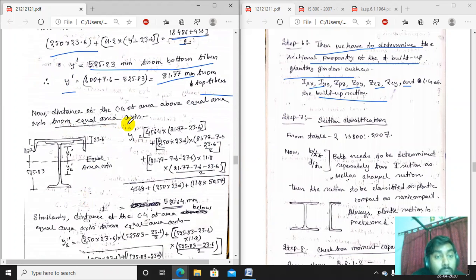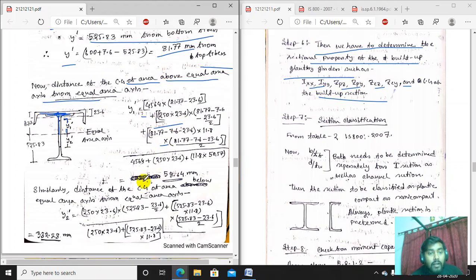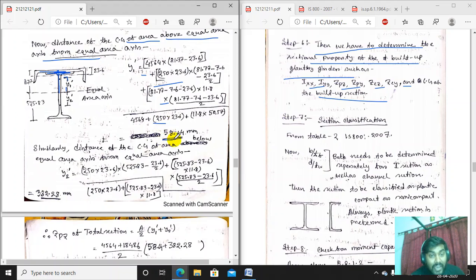Now the distance of the CG of the area above the equal area axis, we have to find out. Y1 dash we have to find out. So first finding out the y1 dash. I think you know how to find out the y1 dash. There is a CG distance for only that area. So finding out the CG distance of that area. Similarly, 58.864 I have got. You may get another value.